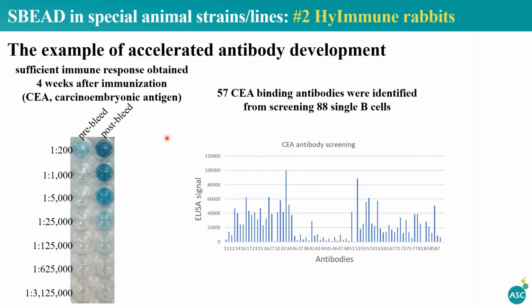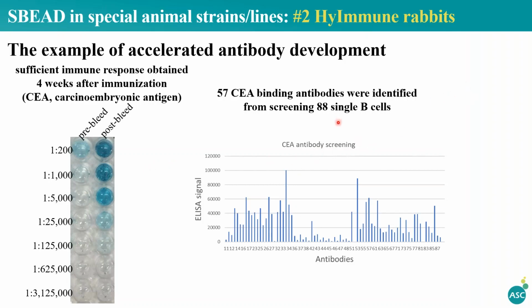develop antibodies faster, we tested the high immune rabbit by immunizing with carcinoembryonic antigen protein. The result showed that after only 4 weeks of immunization, the animal already generated a significant amount of antibodies in the serum. Taking advantage of the high number of B cells from the high immune rabbits, we used the SBEAD method to develop antibodies against the antigen CEA.